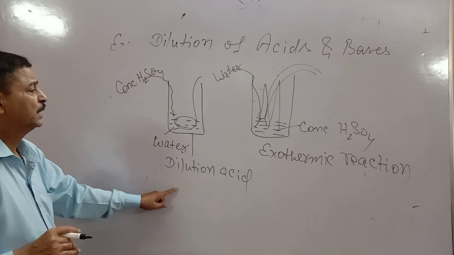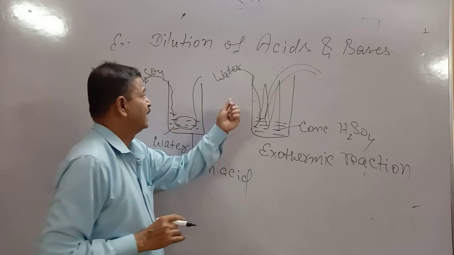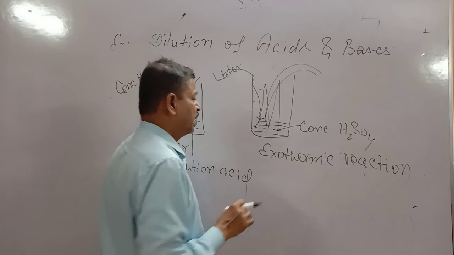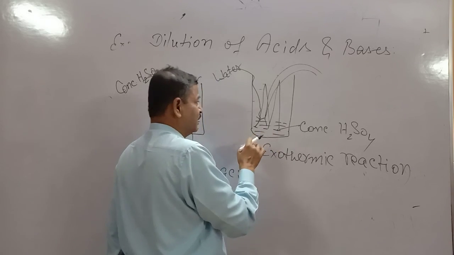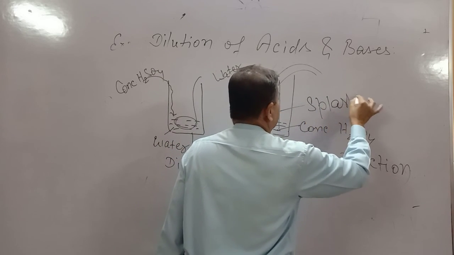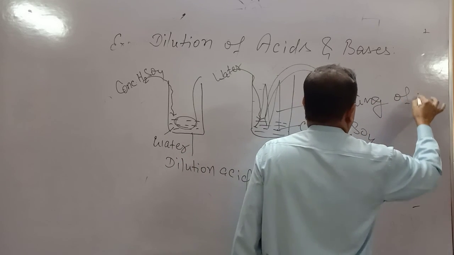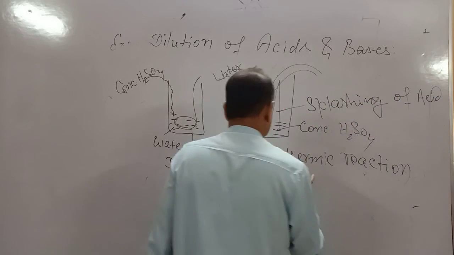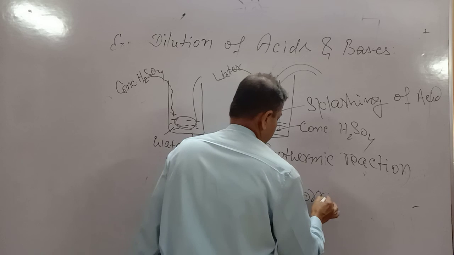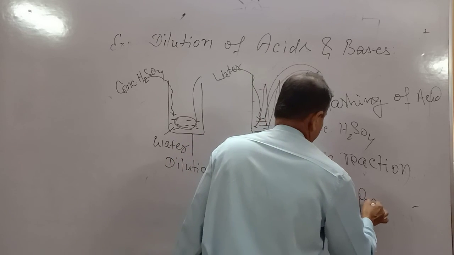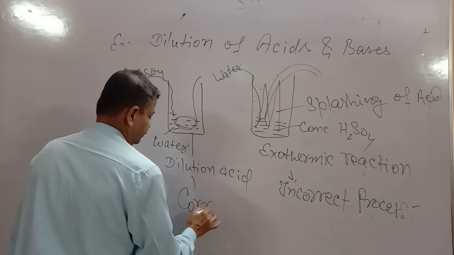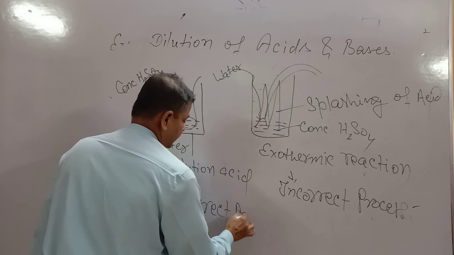This is the correct process. It is not correct to add water into concentrated sulfuric acid because it reacts and causes splashing of acid. So it is an incorrect process during dilution. This is the correct process of dilution.